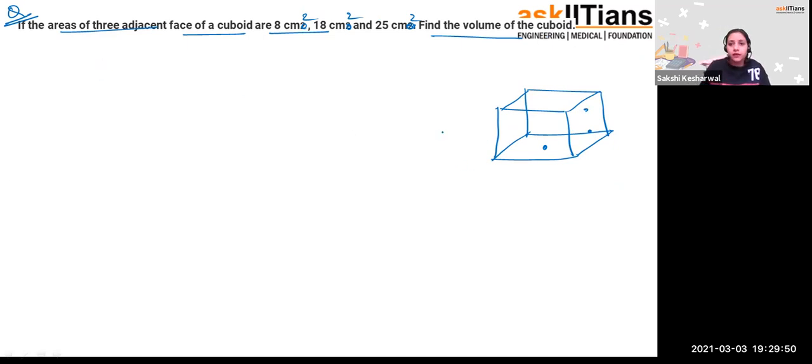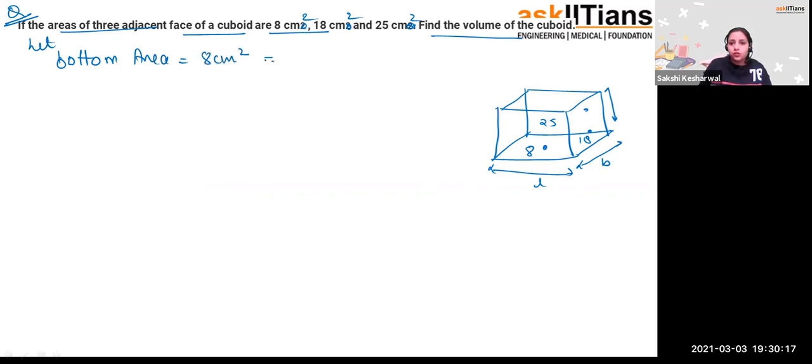So this is L, this is B, and this is H, right? So bottom is 8, side is 18, and back is 25. So the bottom area will be what, beta? Let the bottom area be 8 centimeter square, which is equal to what? L into B, right or not? Now, side area, these are the three adjacent sides. So side area is 18 centimeters square, which is equal to B into H, right or not?